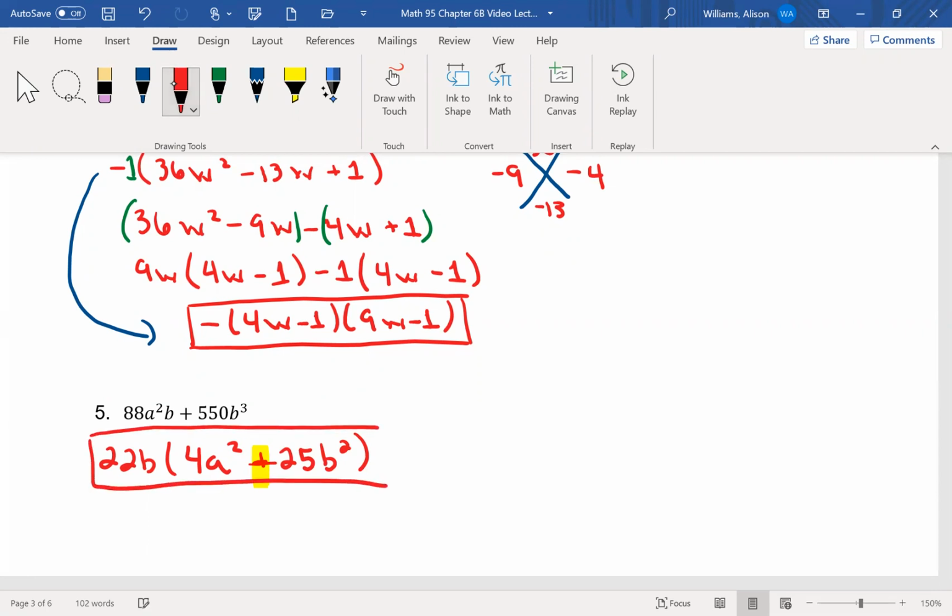All I could do is factor out a GCF in that case. But sometimes they like to put it into the form where you think, oh, they're both perfect squares, so maybe I could factor it further. I can't because it's a plus sign. That's as factored as that's going to be.